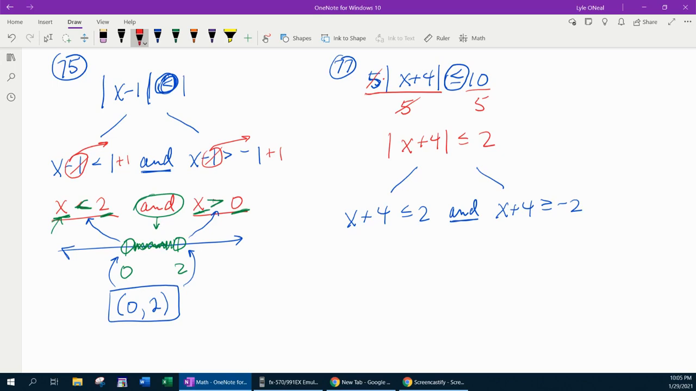Next step, we need to solve for x. Moving the plus 4 makes it minus. X is less than or equal to negative 2. And moving the 4 over makes it minus. X is greater than or equal to negative 6. Now we have the inequality solved.